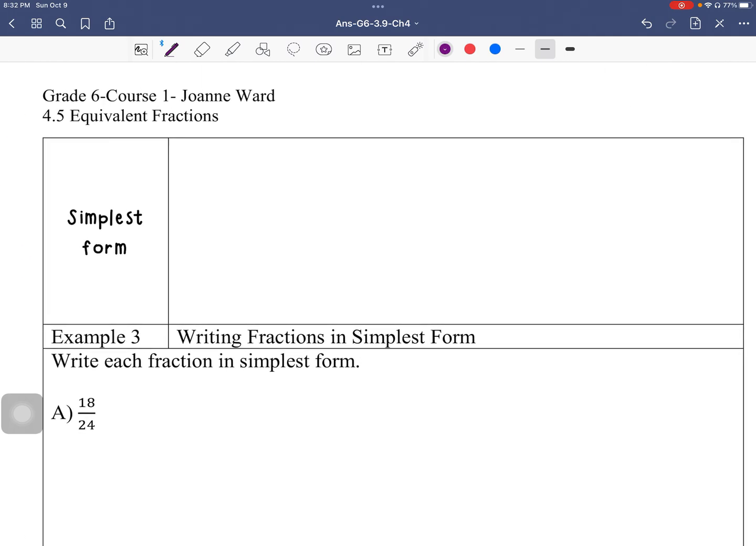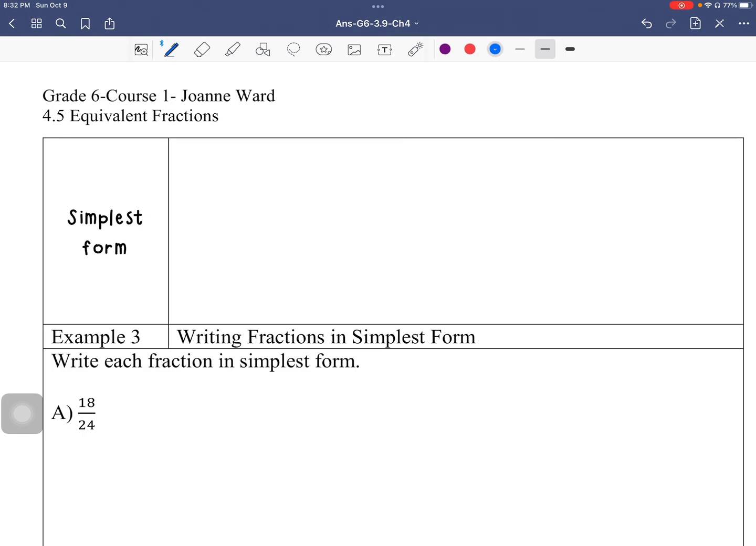Okay, so what is the simplest form? The simplest form of a fraction is when the GCF of the denominator and the numerator is 1. Every fraction has one equivalent fraction that is called the simplest form of the fraction.